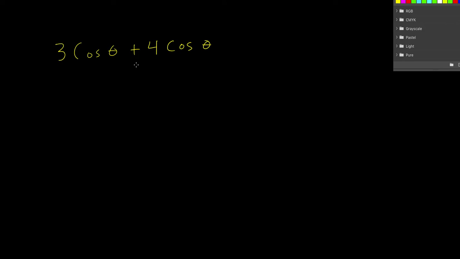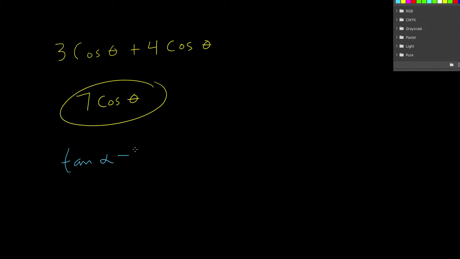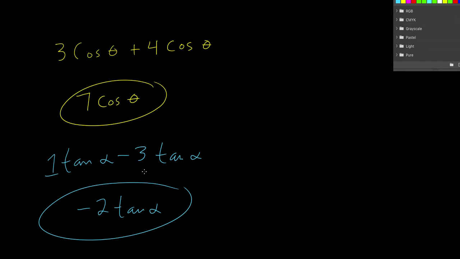So if we had 3x plus 4x, we would get 7x. So in this case, we get 7 cosine theta. Okay, not too bad. Now we have tangent alpha minus 3 tangent alpha. So this is like a 1. So it's just 1 minus 3, which is negative 2. And we have tangent alpha. Okay?